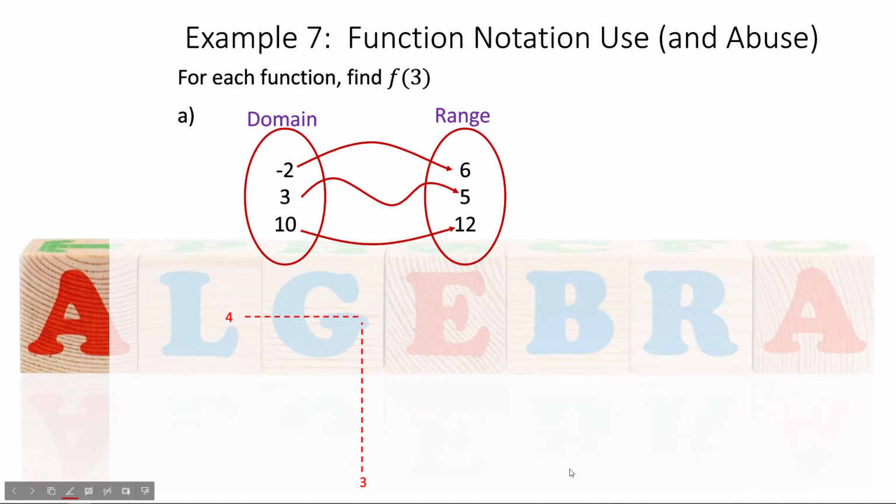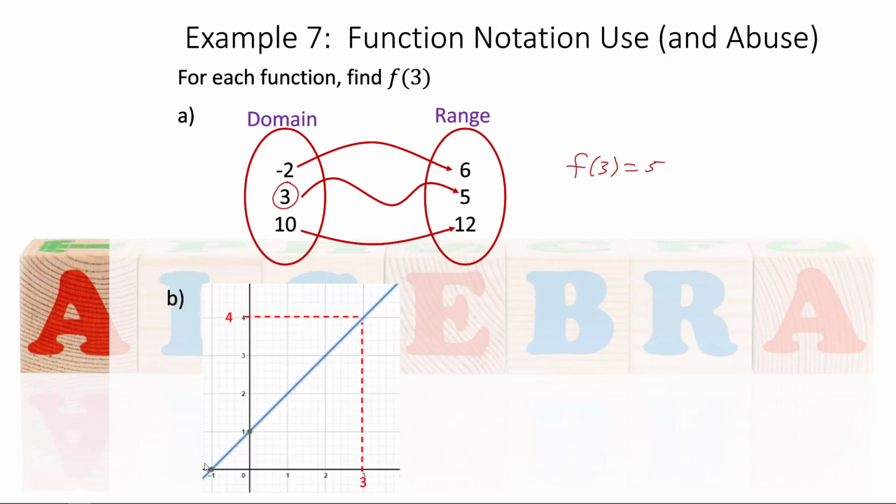Now, we can also use alternate representations of functions to find certain values. Here we want to find, for two different types of functions, the value of the function f when the input is 3. Take a look at this one. Here's the domain, the set of all inputs. This is the input, 3. It produces the output of 5. So in this case, f of 3 is equal to 5.